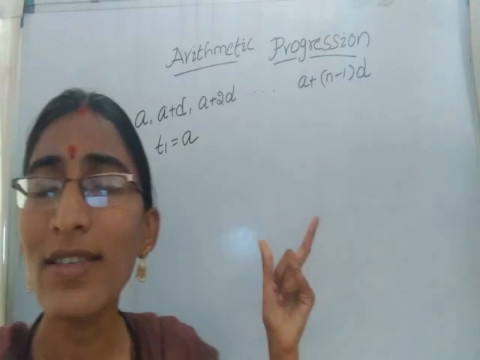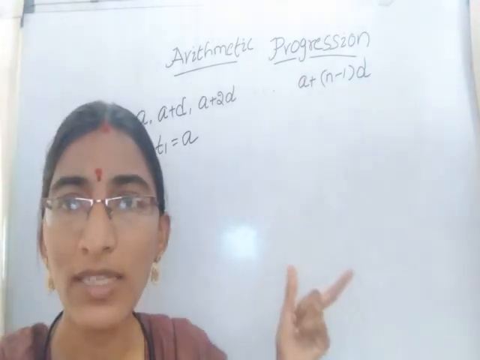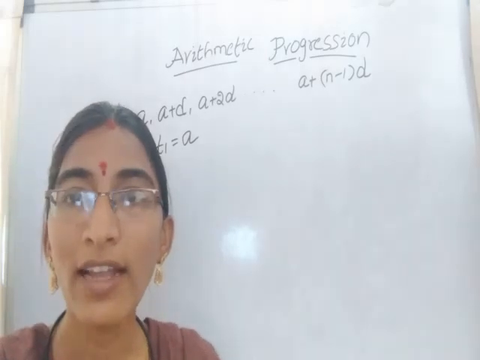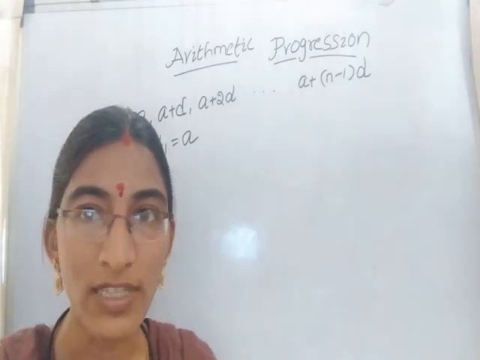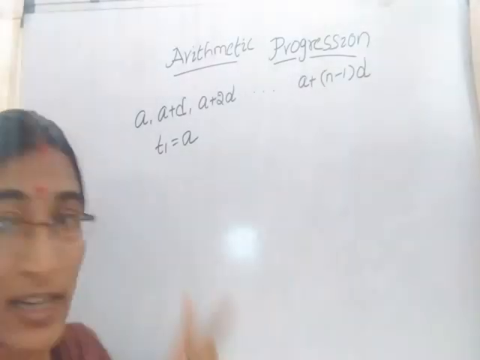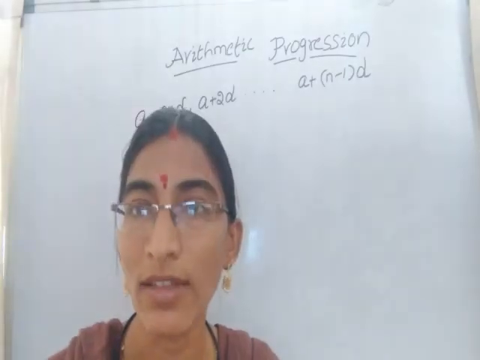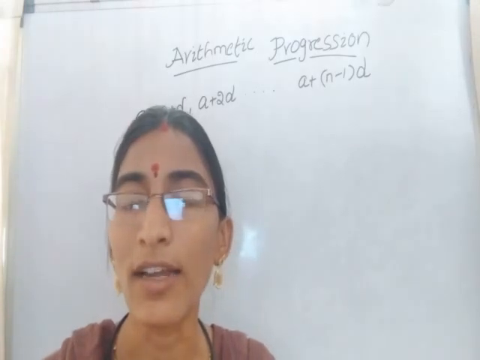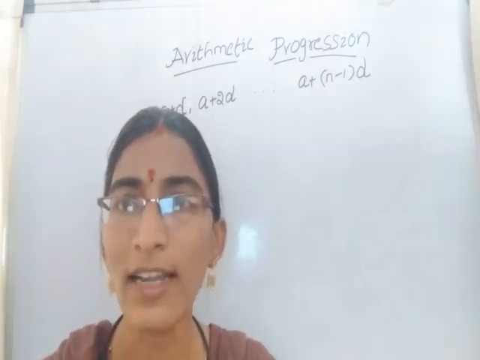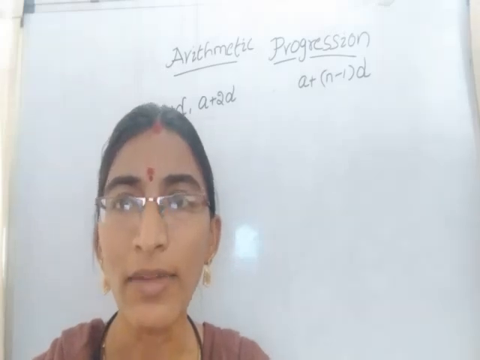Now how to get the second term? The second term is a plus d. We get the second term by adding a constant number to the first term. That means if we add a fixed number to the first term, we get the second term. Like that, if we add the same fixed number to the second term, we get the third term, and so on.